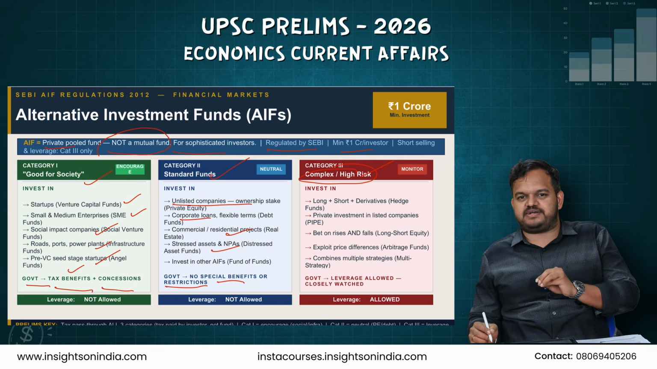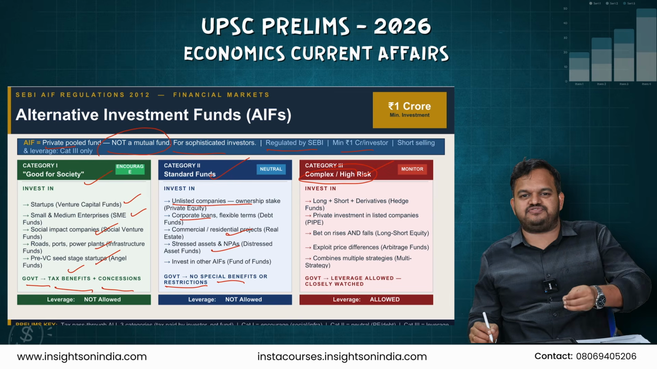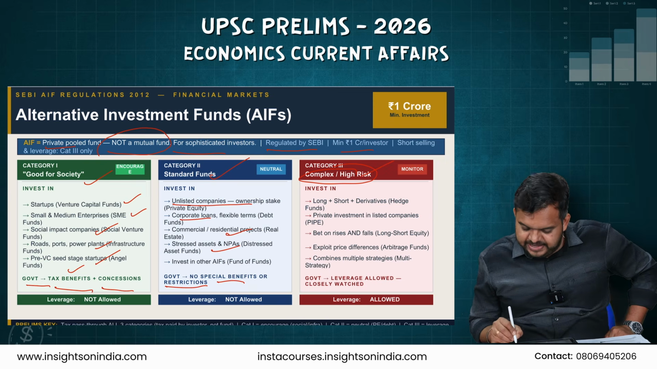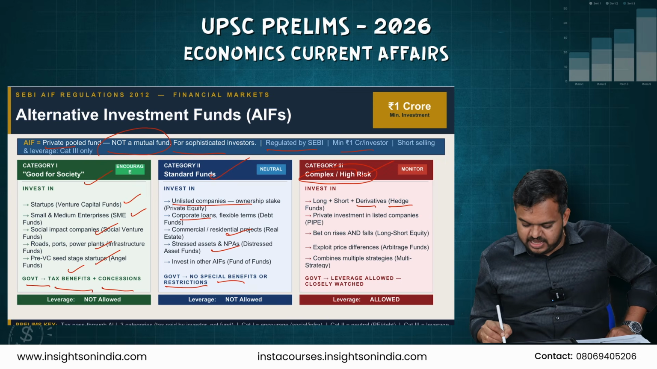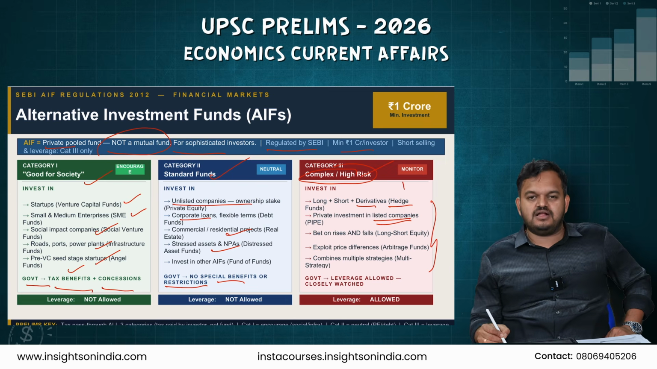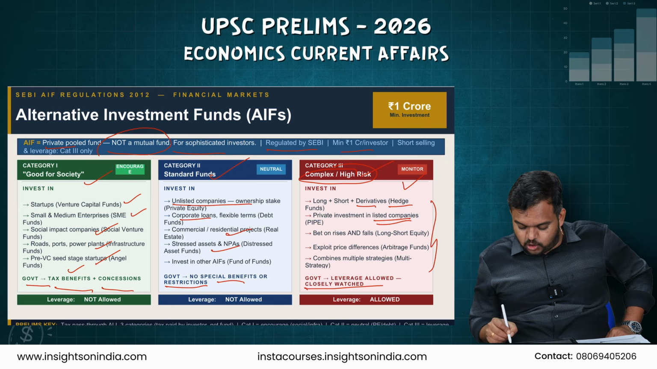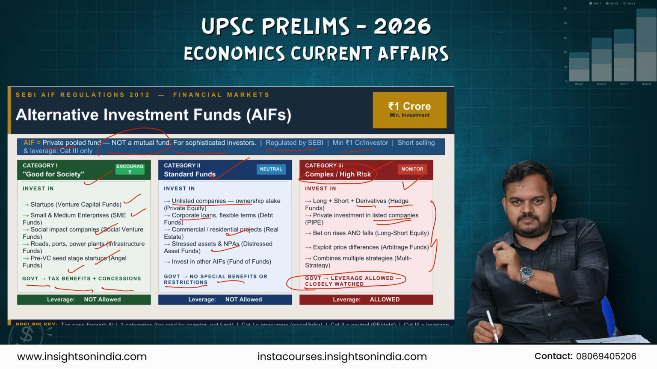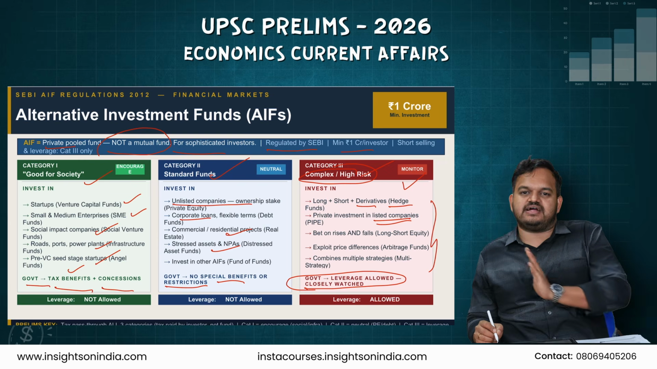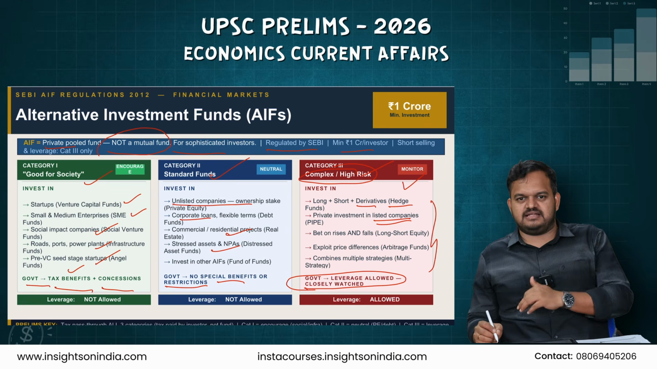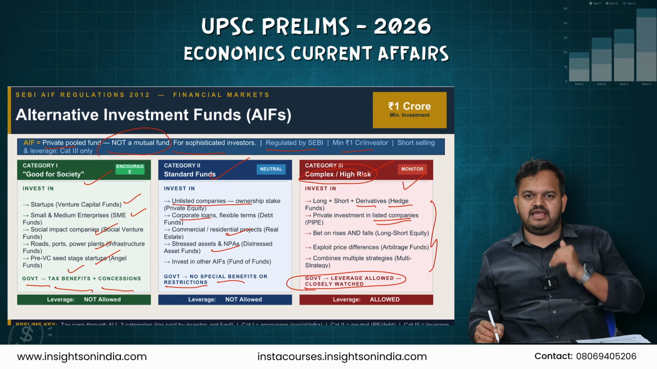Got it? Their returns expectation is very high. High leverage. The fund has high leverage. It invests in derivatives, hedge funds, private investment in listed companies, etc. Don't have to go into such details, but you should know that. And government closely monitors that. With proper limits and checks and balances, government closely monitors category 3 alternative investment funds. So category 1, category 2, category 3. If you know this much, you can answer any question regarding AIF.